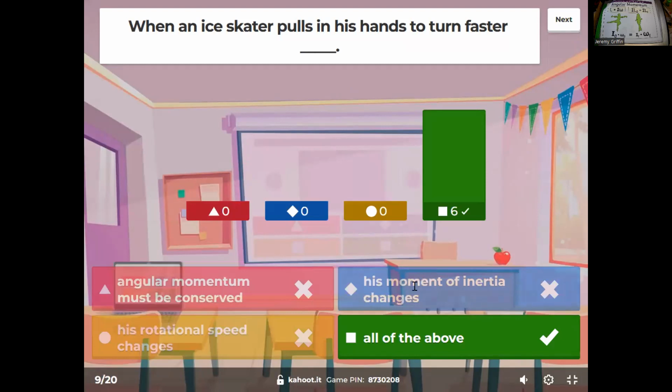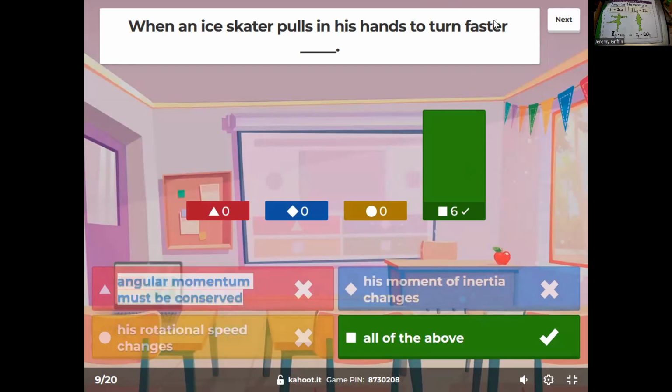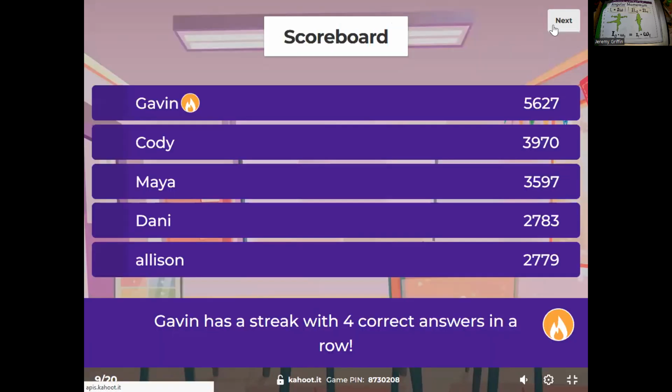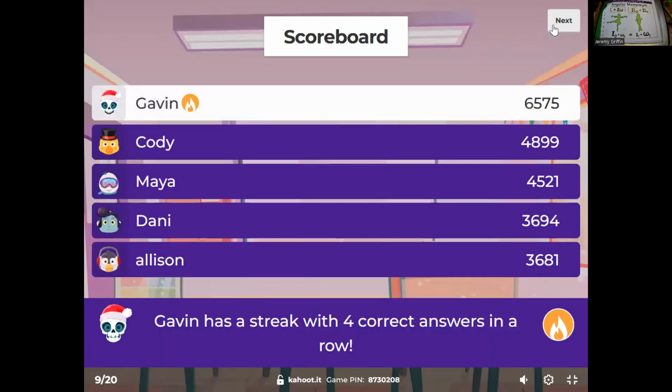Yeah, there you go. So the moment of inertia would go down, the rotational speed would go up, and angular momentum is conserved. All those are consistent with each other. There you go. All right.